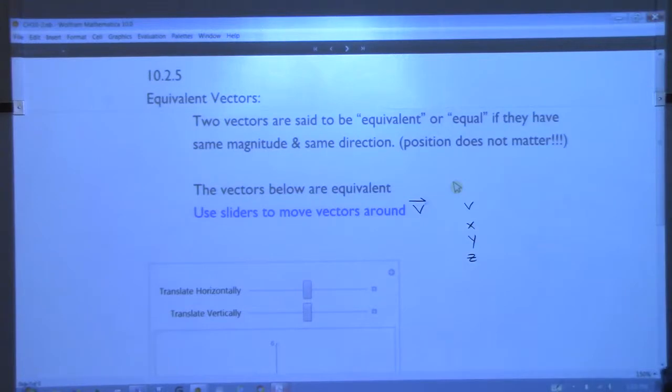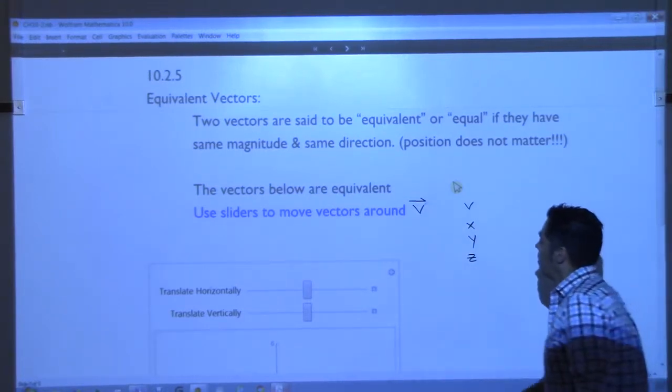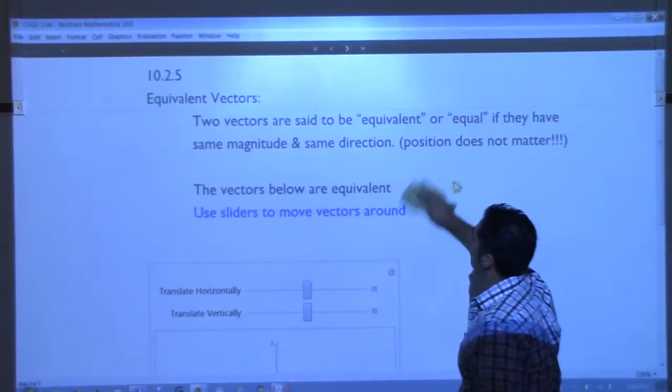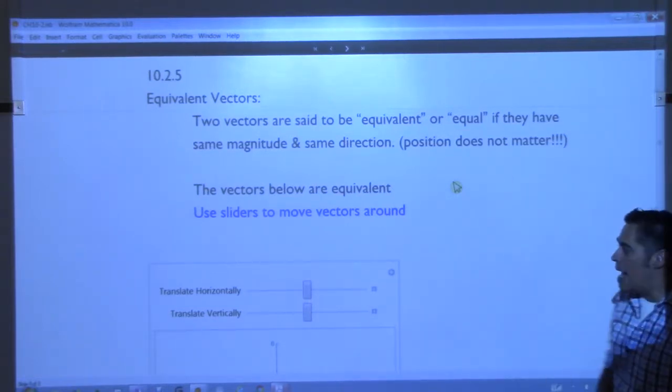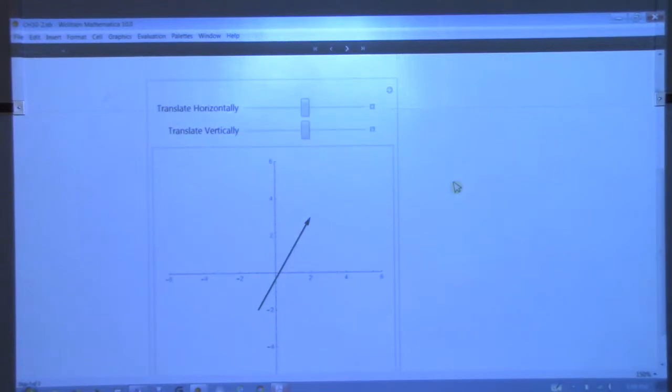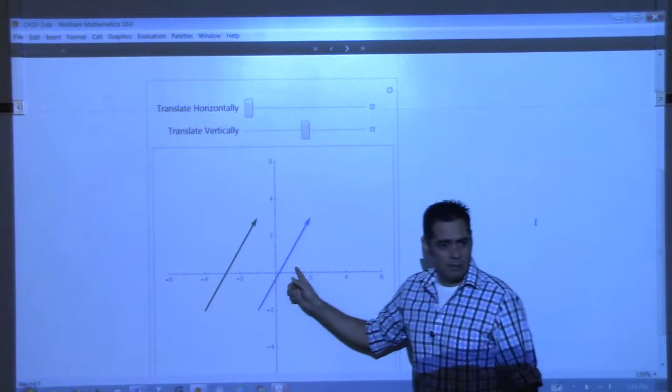All right, equivalent vectors. Two vectors are said to be equivalent or equal if they have the same magnitude and same direction. And the thing to note here is that the position does not matter. So if I have a vector, there's a vector, right? Then if I take that vector and just slide it to the left, these two vectors are equivalent.